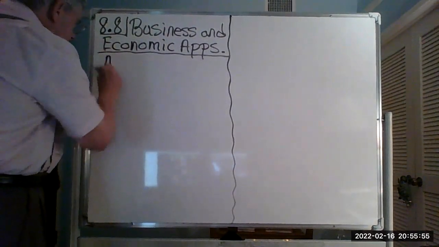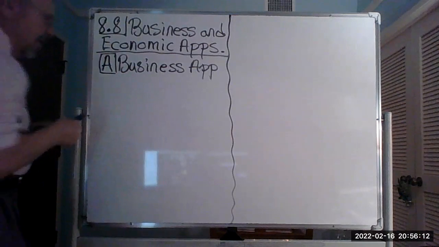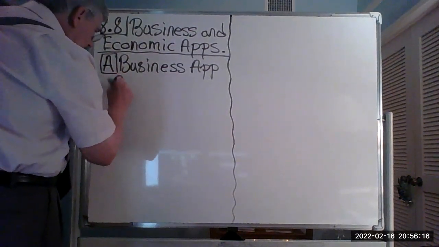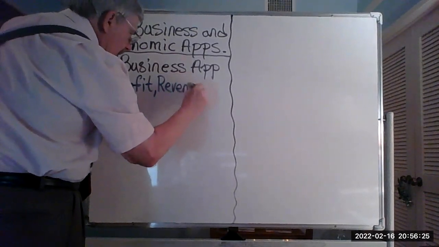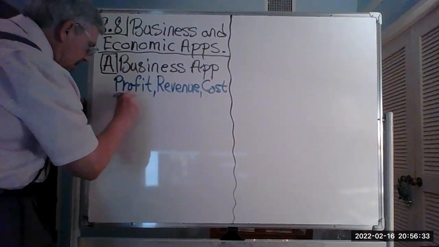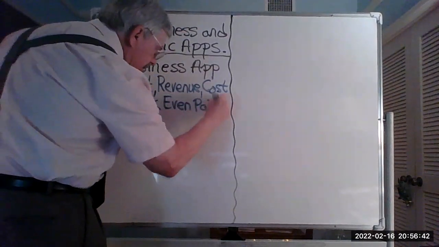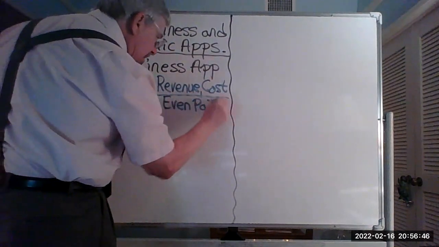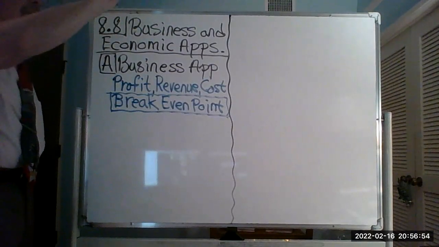So our two objectives. Objective A. In the business app, we're talking about profit, revenue, and cost. And the result is going to be something that we call the break-even point. It's made up of that profit, revenue, and cost. Hang on just a minute. I'm running out of ink.